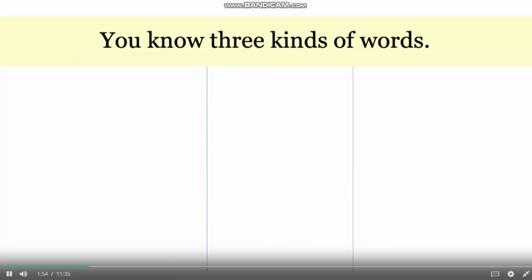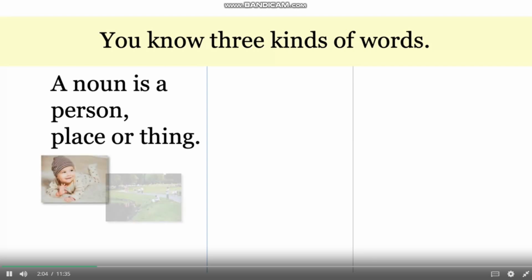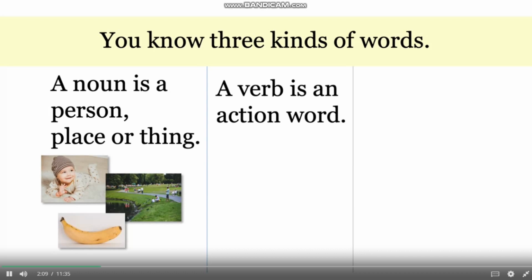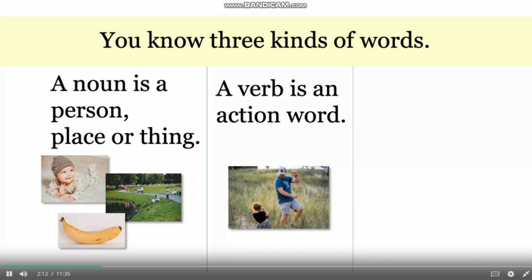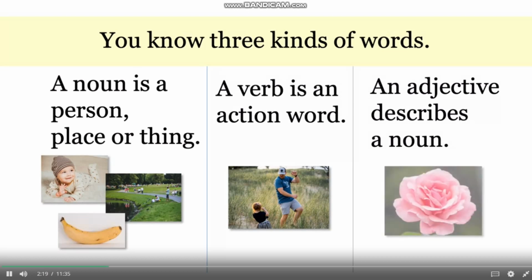Now you know three kinds of words. A noun is a person, place, or thing, like baby, park, and banana. A verb is an action word, like dance. The father and daughter dance. And an adjective describes a noun, like pink. This flower is pink.